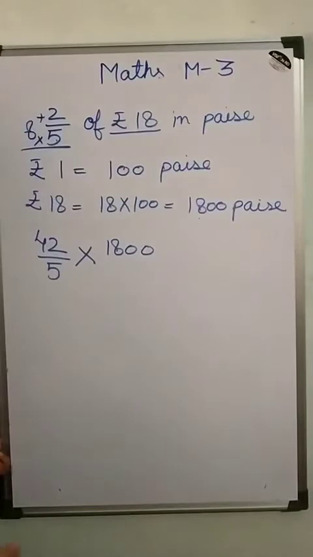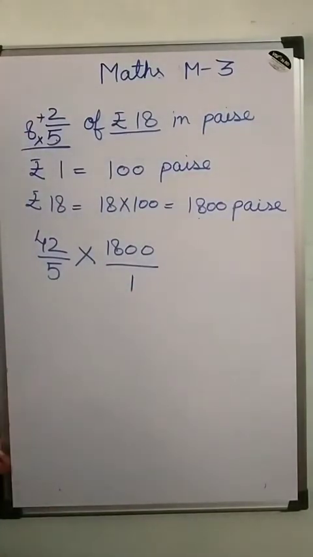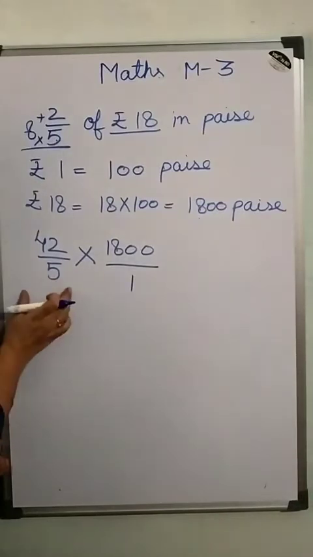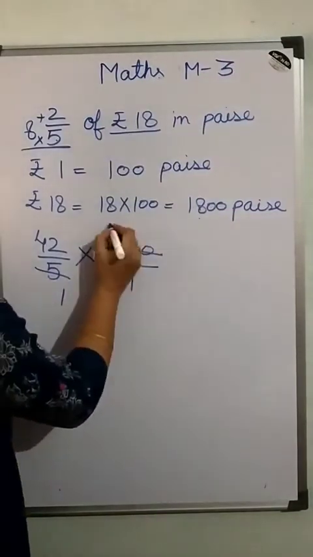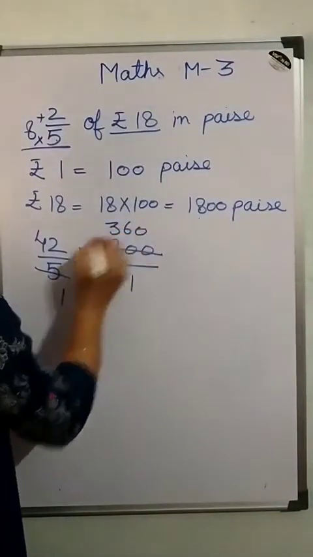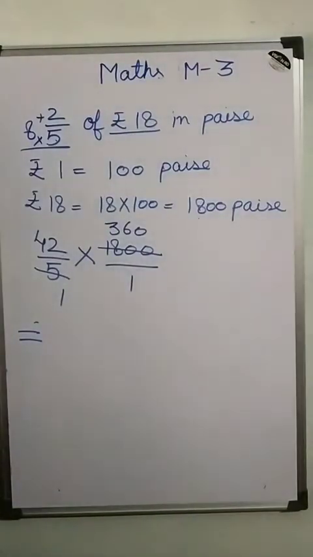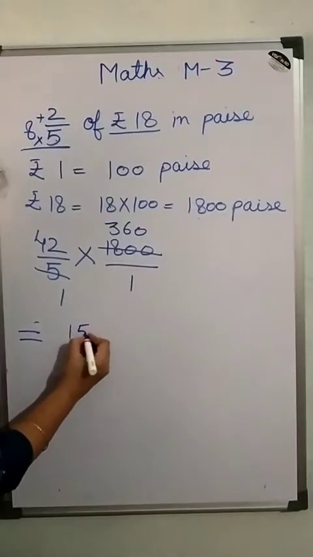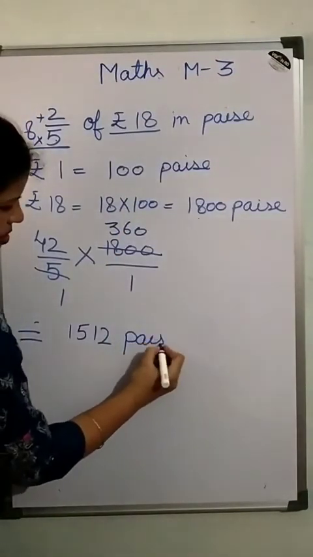Now what do we do next? Here we can write 1 because the denominator is not given to us, so we can write 1. So now you multiply 1800 by 5. Can we divide? Yes, we can divide. So 5 into 5, 5 3s are 15 and 5 6s. So that is equivalent to 420 into 360. So the answer is 1512 paise.